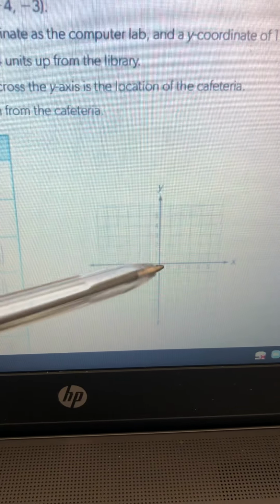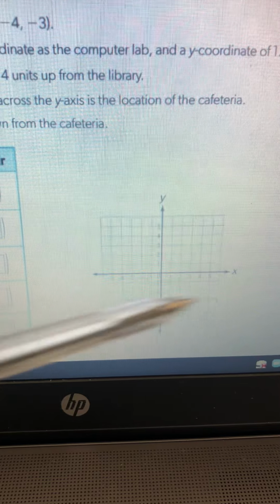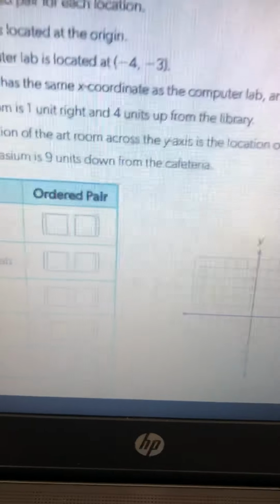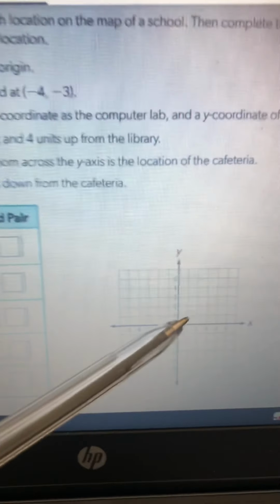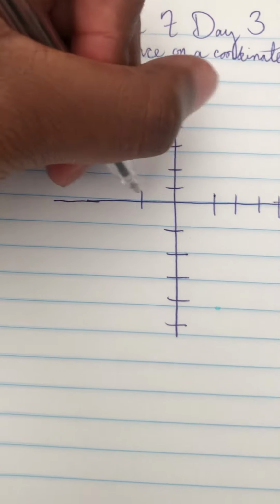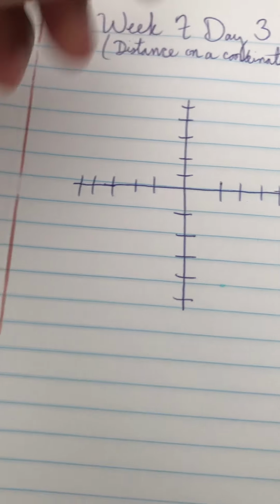and you have to start and end at -5 and 5 on the x, and 5 and -5 on the y. All right. So it says the office is located at the origin, and remember the origin is right in the middle. Okay, so I'm going to draw mine right here. All right. So we're going to have our coordinate plane. Okay, we have our little spaces going up to 5. Okay, and then we label it.